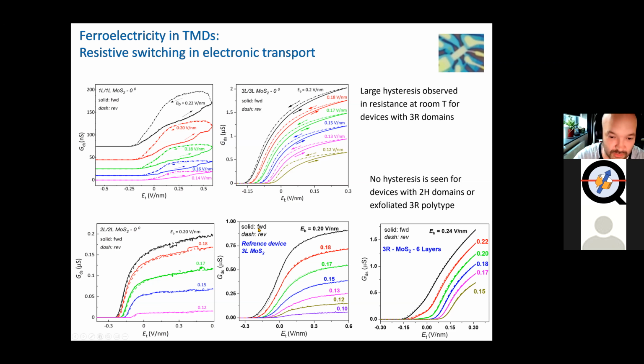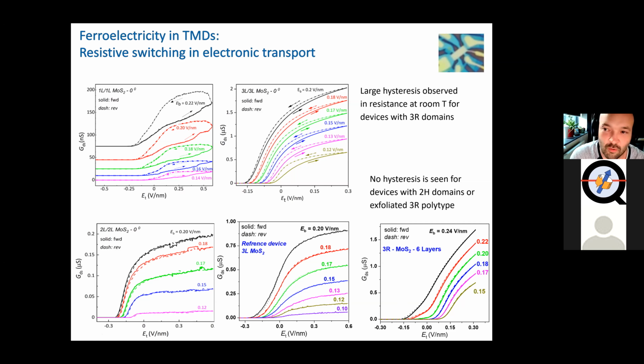The same happens with just exfoliated crystals, which are 2, 3, 4 layers: no hysteresis. And lastly, we try to measure 6 layers of 3R polytype. You can actually acquire crystals which are bulk 3R polytype, and they're supposed to be ferroelectric, but they don't switch. The reason for that is they don't actually have grain boundaries inside, because switching is done by moving these boundaries. You cannot switch them because they don't have any.